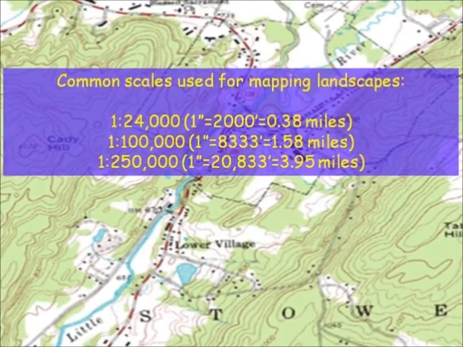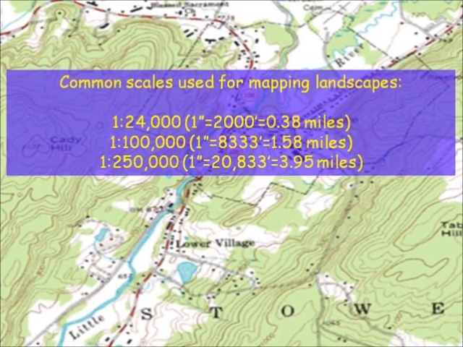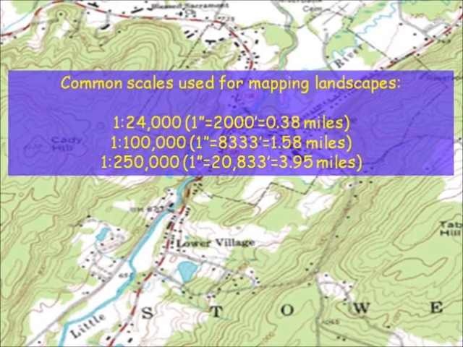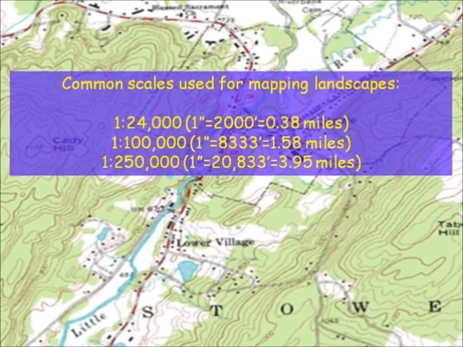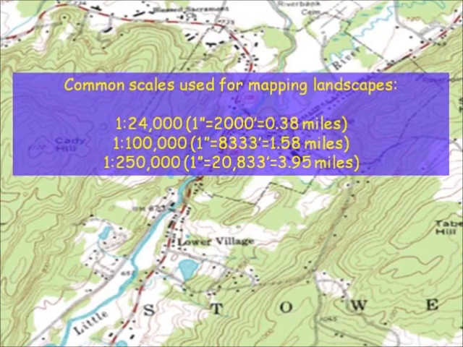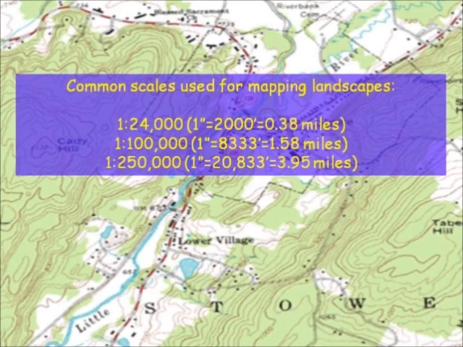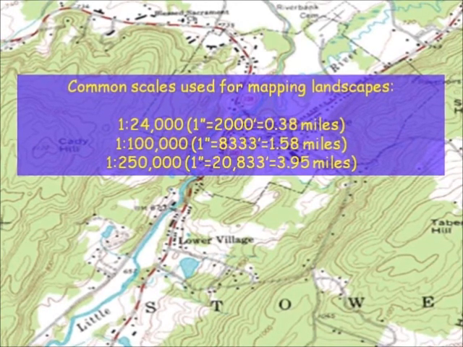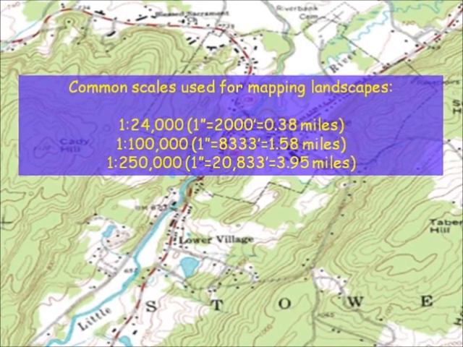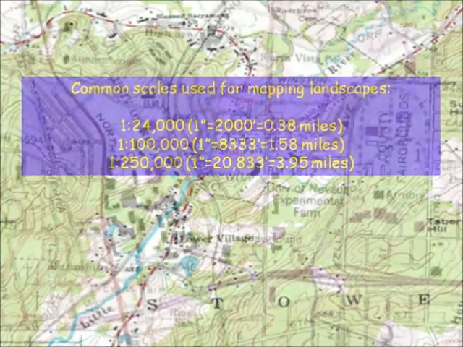Think of the 24,000 as the denominator in a fraction. A map is considered to be small scale when the number in the denominator is larger. So for example, the 1 to 250,000 scale map is at a smaller scale than the 1 to 24,000 scale.